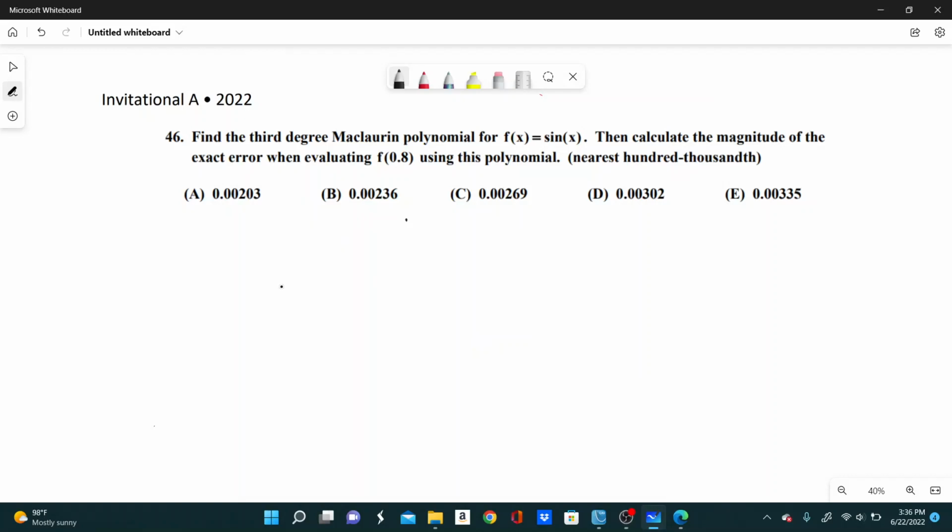Number 46. Find the third degree Maclaurin polynomial for f of x equals sine of x. Then calculate the magnitude of the exact error when evaluating f of 0.8 using this polynomial to the nearest 100,000th.